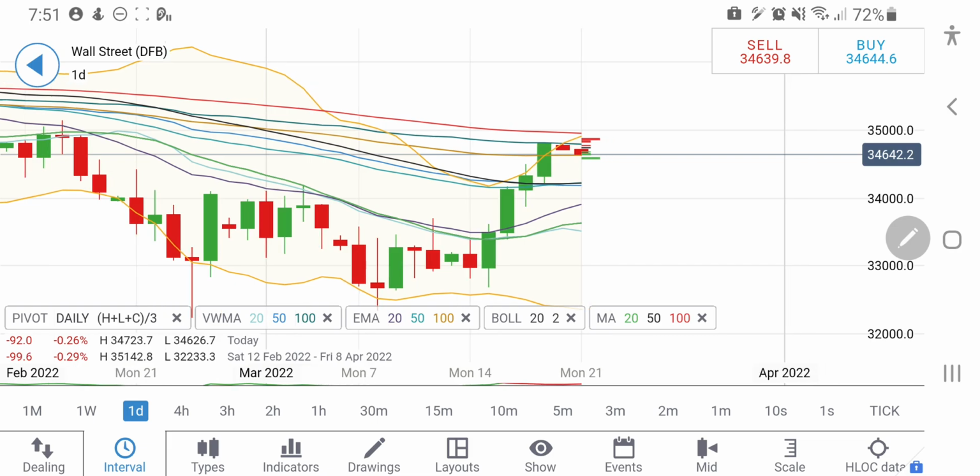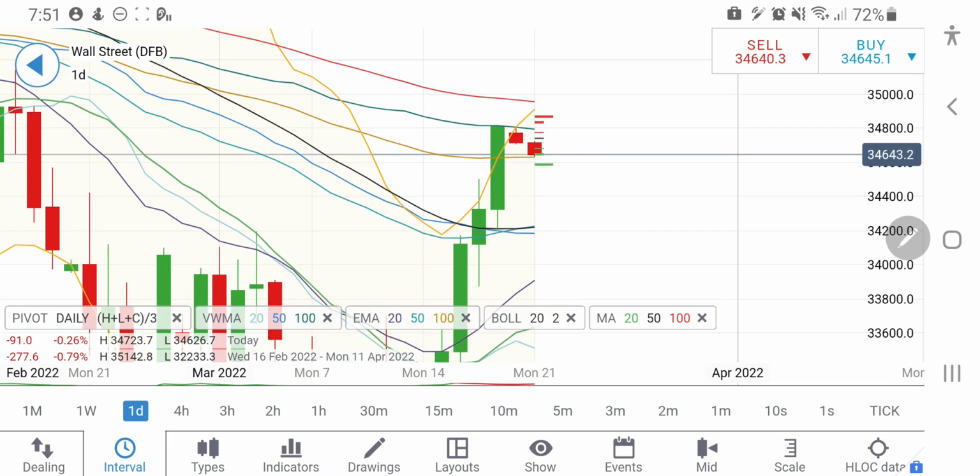Now look at the daily charts. On the daily charts, you can see lower highs here too, and that is indicating that possibly, till the time it remains below this zone at 34,740, 34,750 zone, one can remain short on US 30.